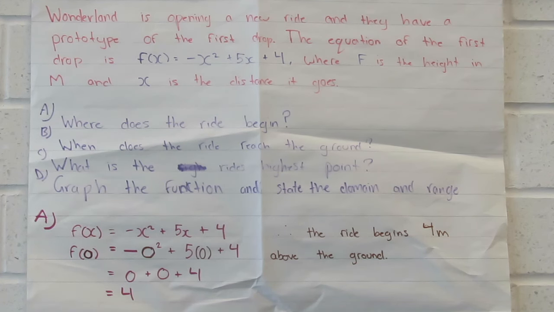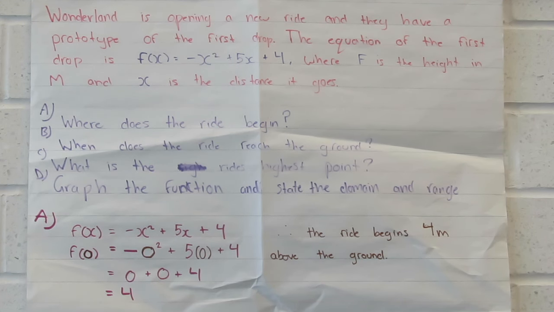Okay, so today we're going to be applying the knowledge that you learned previously. So the question is, Wonderland is opening a new ride and they have a prototype of the first drop. The equation of the first drop is f of x equals negative x squared plus 5x plus 4, where f is the height in meters and x is the distance it goes.